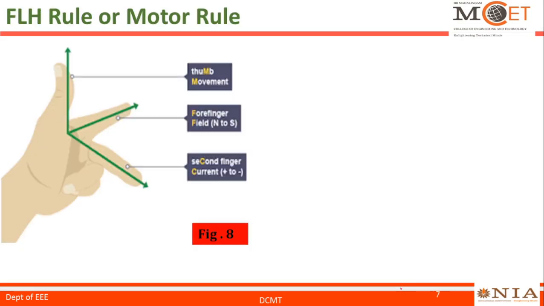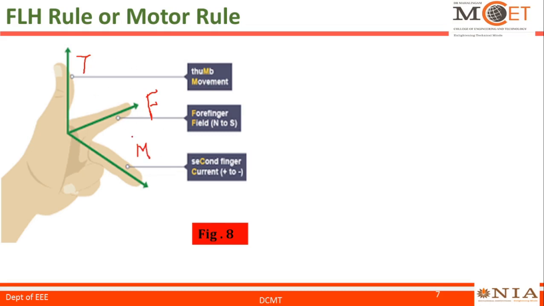Fleming's left-hand rule, also called the motor rule, gives the direction of force experienced by a conductor. Refer to the figure. We keep the fingers of the left hand, namely the thumb, the forefinger or pointing finger, and the middle finger.